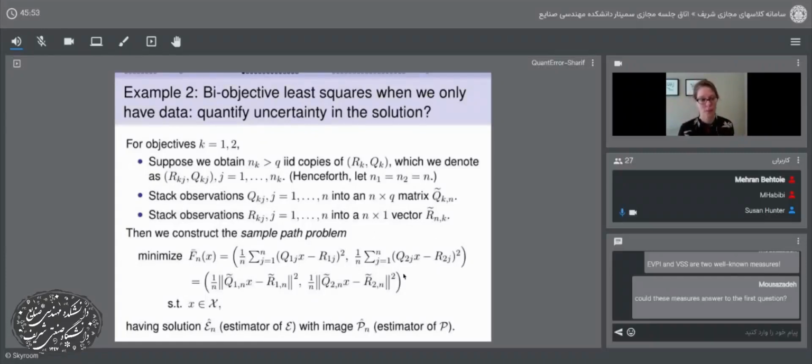From statistics, you'll probably recognize this is the classical least squares. And notice that if we're minimizing, the 1 over n constant does not affect the optimal value. So it does not affect the optimal solution. It does affect the optimal value, but we're looking for the x anyway. So here we have the F bar. We'll recognize this as a least squares problem for the first data set and then the second data set. And the solution to this problem, we're going to call it E hat n, which is an estimator of the efficient set. And it has image P hat n, which is an estimator of P.